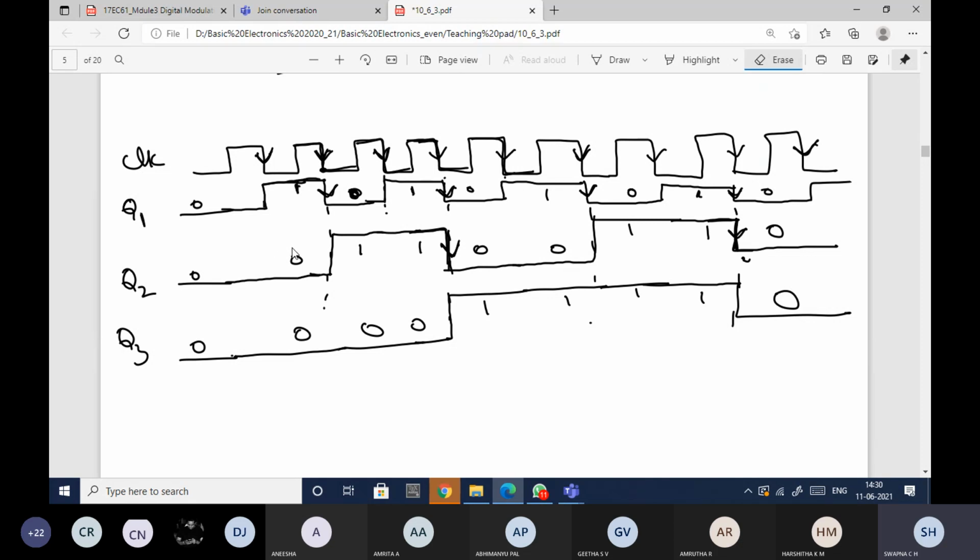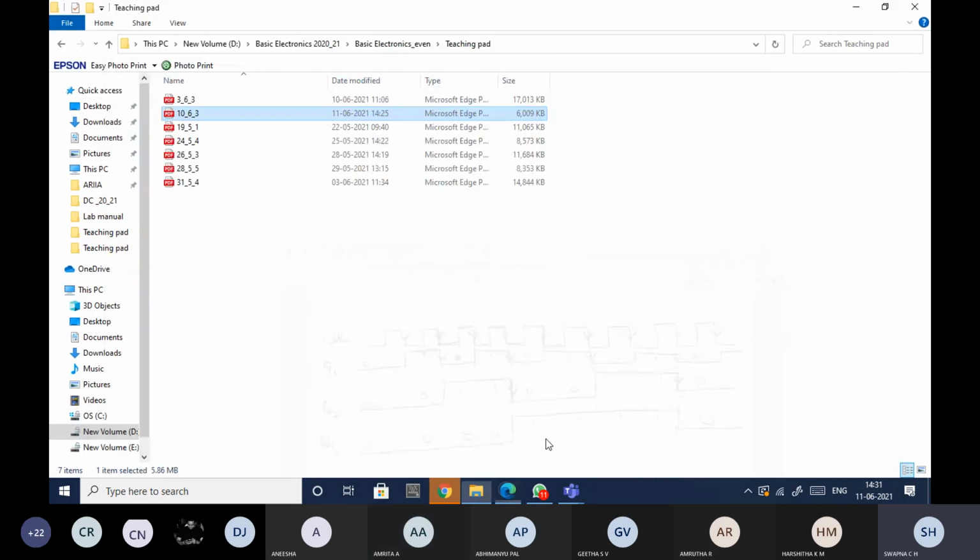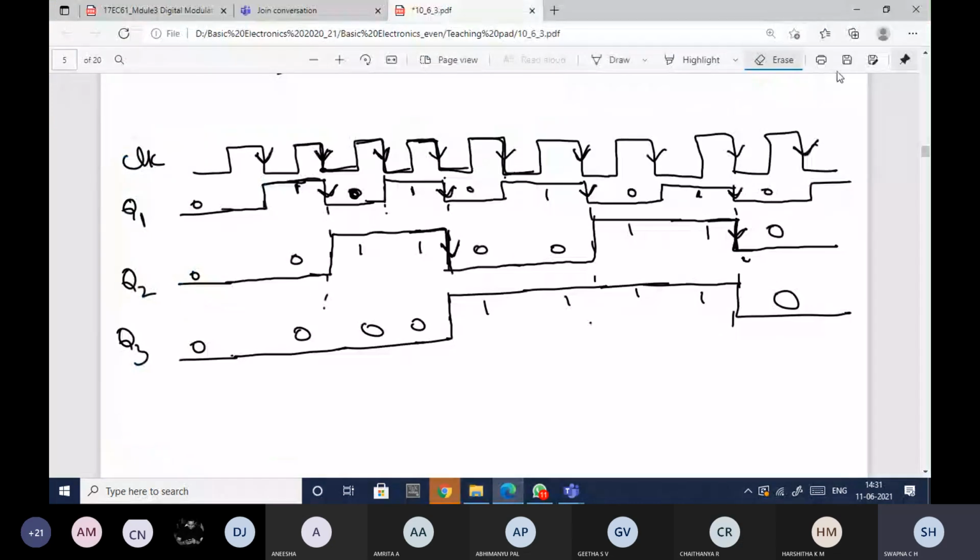Is this clear? Anybody has any doubts, you can ask me, otherwise the class is done for the day. In tomorrow's class I'll explain the mod 5 counter. Actually I thought I'd finish mod 5 and the synchronous counter also today, but it took a lot of time.